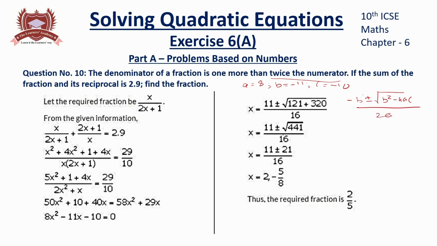So we get 11 plus minus root of 441 upon 16. So that's 11 plus minus 21 upon 16. So that's 2 and minus 5 upon 8. Thus ये minus 5 upon 8 को discard करना पड़ेगा. Why? Because it's a fraction that we are looking at. So the numerator needs to be a positive number. So उसका denominator हो जाएगा 2 times 2 plus 1, so that is 5. So that's 2 upon 5. So quickly make a note of this so that we can go ahead.